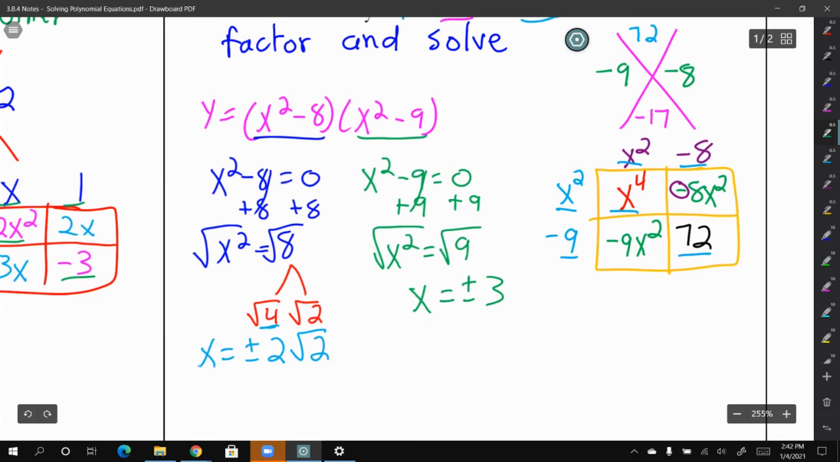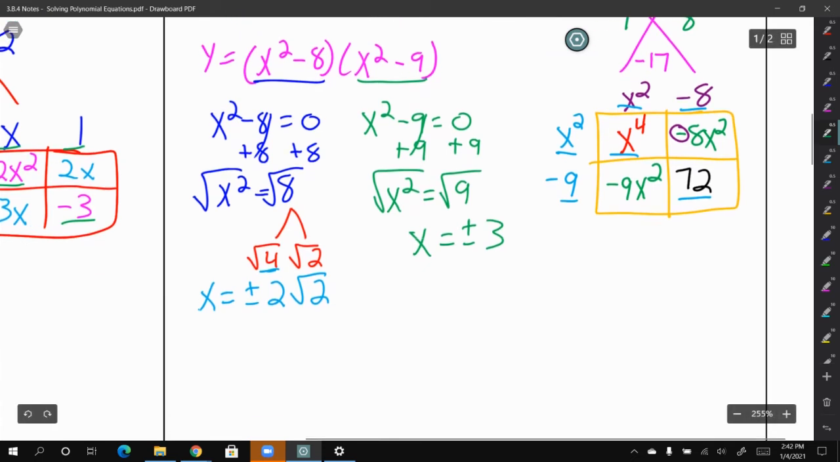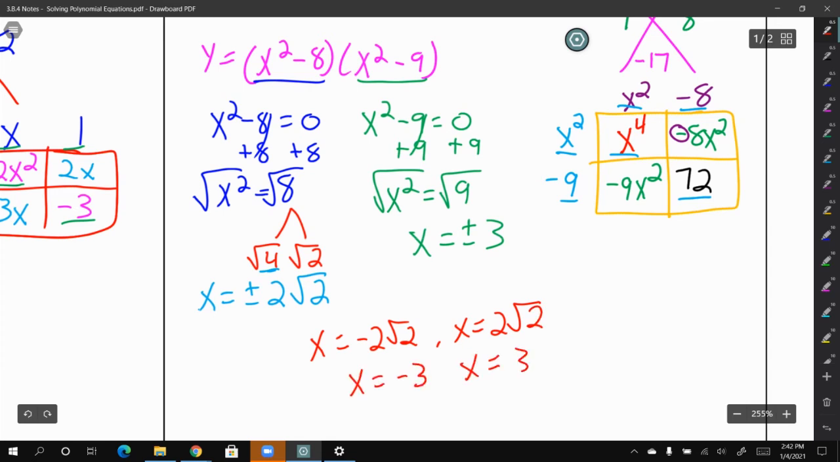We have x equals plus or minus 3. So my solutions: x equals negative 2 times the square root of 2, x equals 2 times the square root of 2, x equals negative 3, and x equals positive 3. I always like to write out every solution separately on its own.